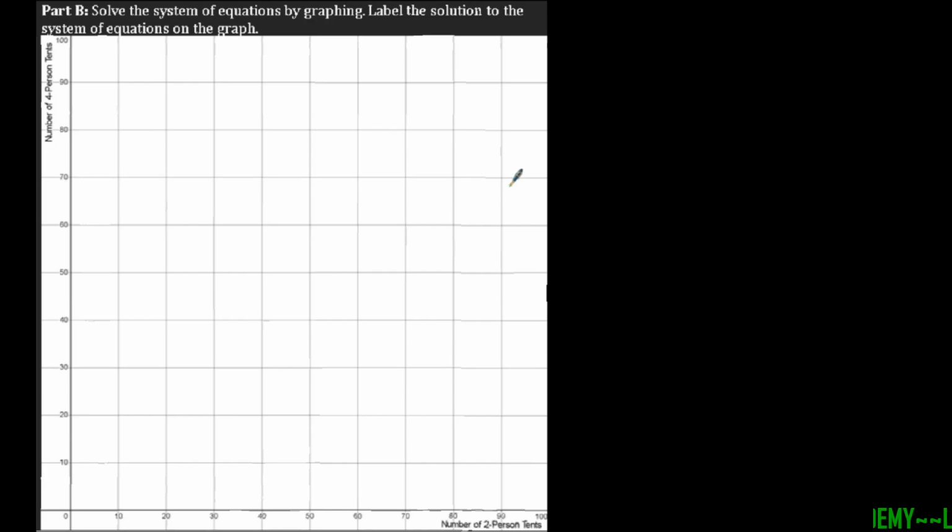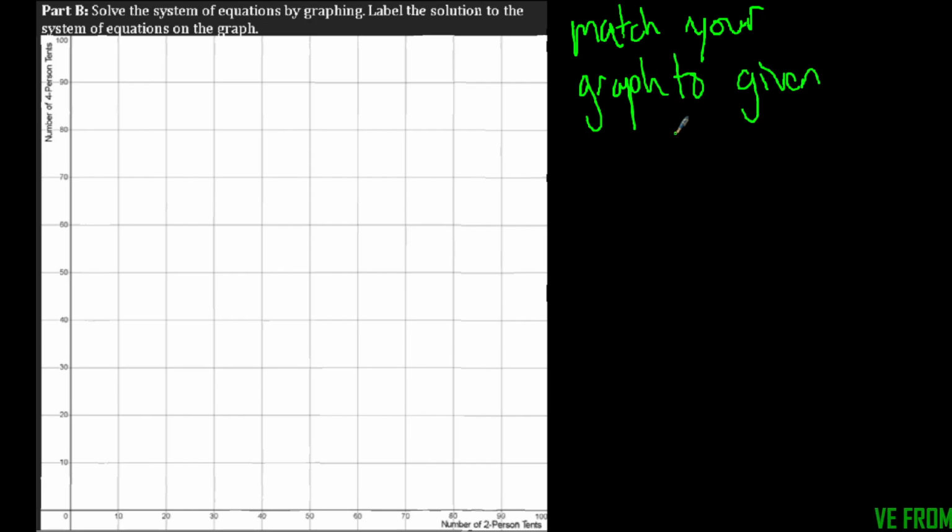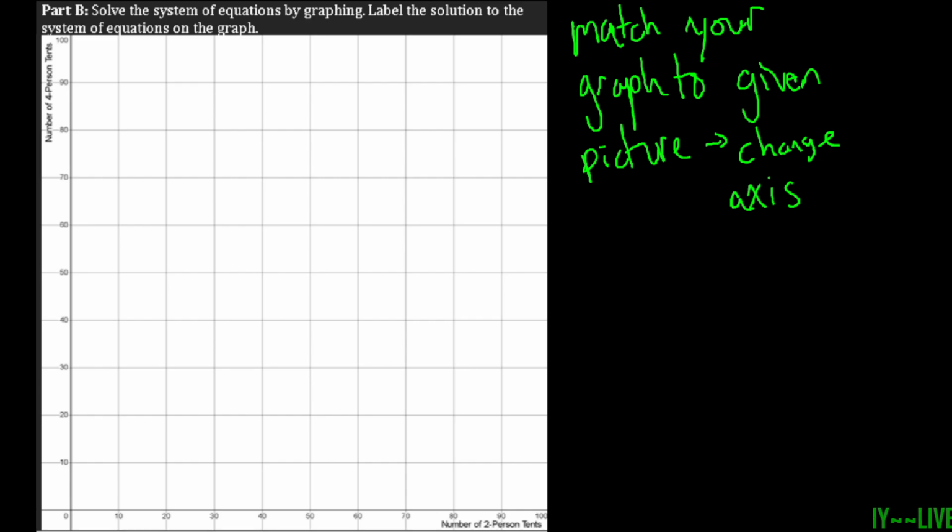And so what I suggest you do is match your graph to the given picture. What I mean by that is we can change the axes. So let me pull up my calculator again so I can show you what I'm talking about.